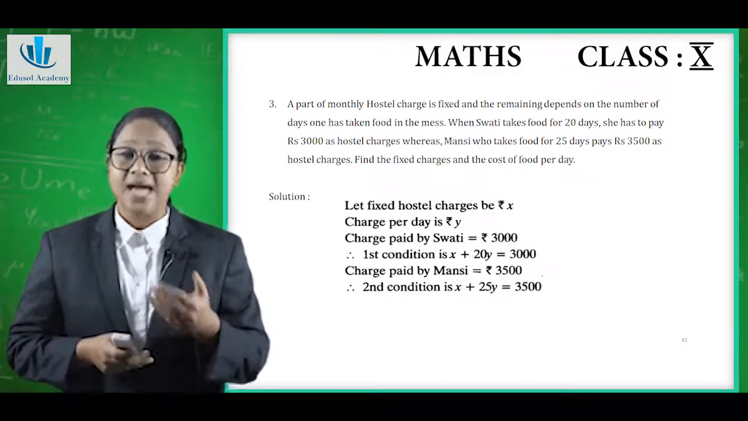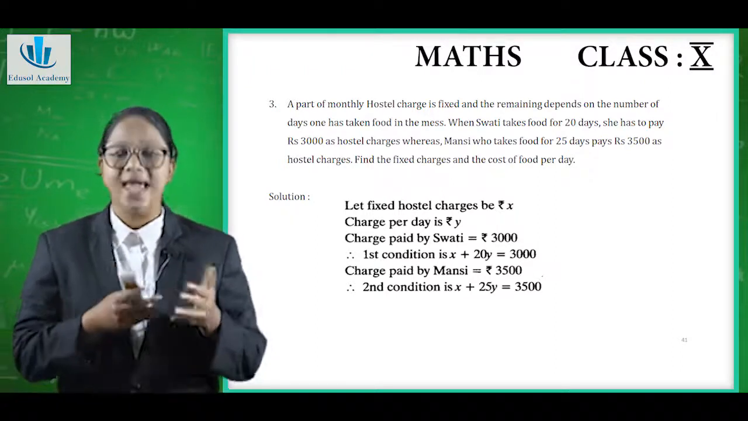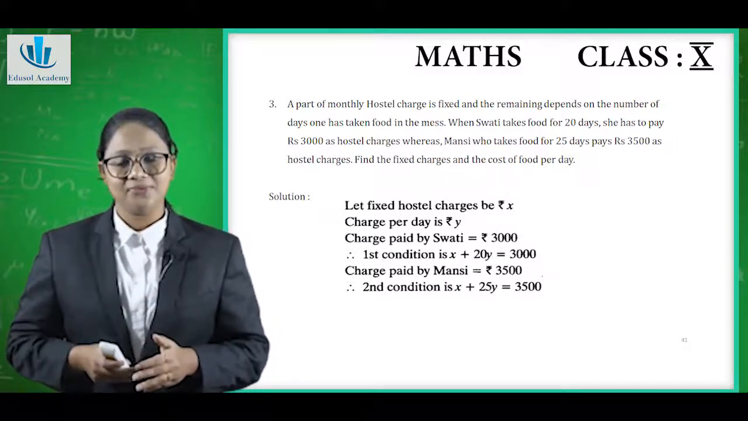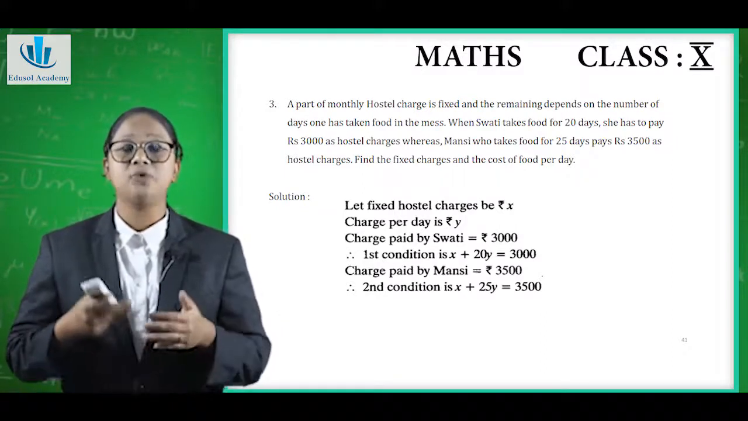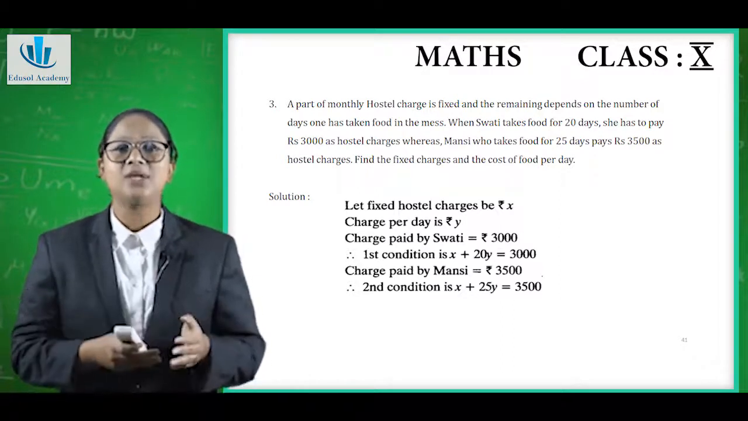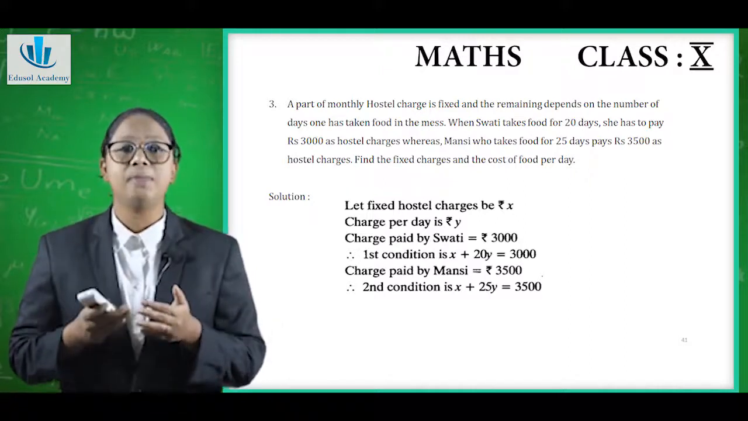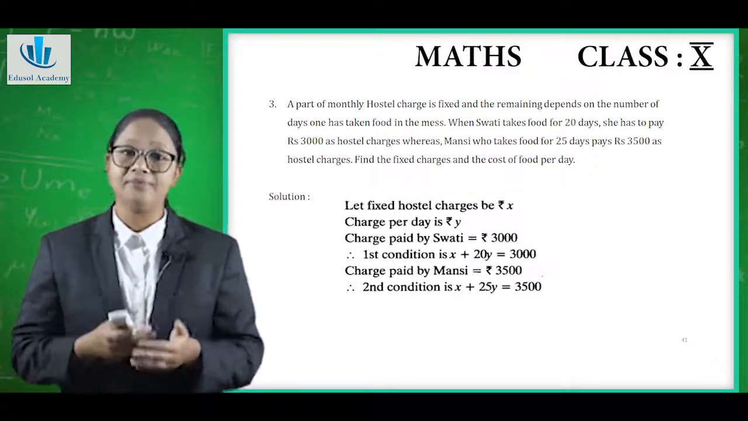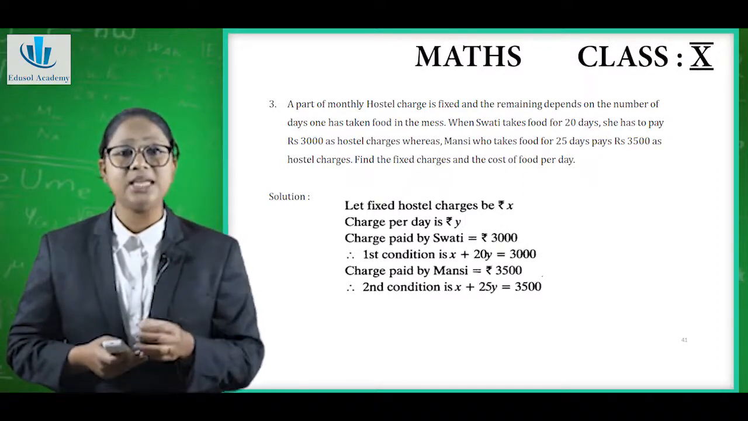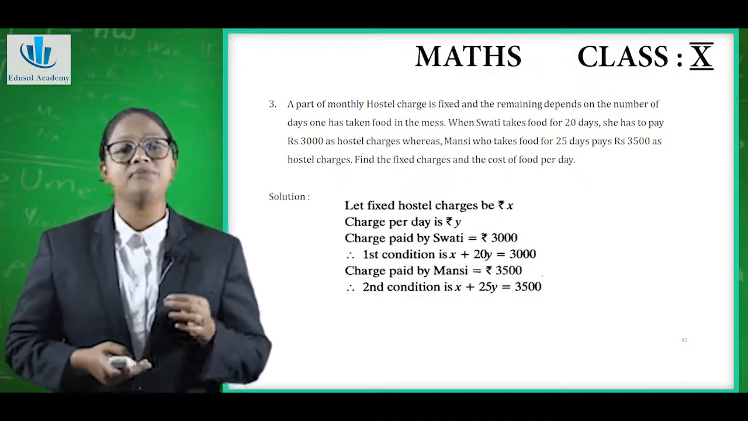20Y, and that's not just it. We have to add the fixed charge. So X is a fixed charge. X plus 20Y will give you 3000. Now for Mansi's case, the fixed charge is X and for 25 days, the food per day is Y, so it would be 25Y. So for Mansi, it is X plus 25Y is equal to 3500.